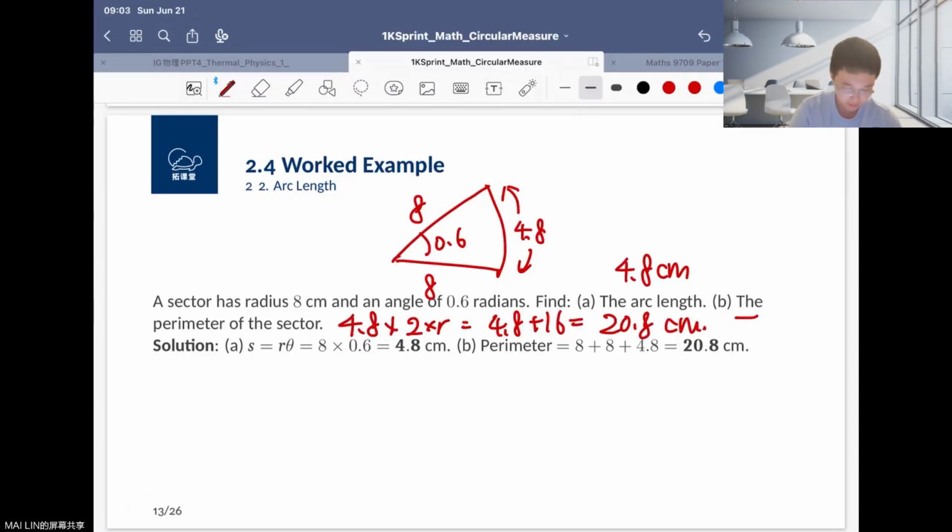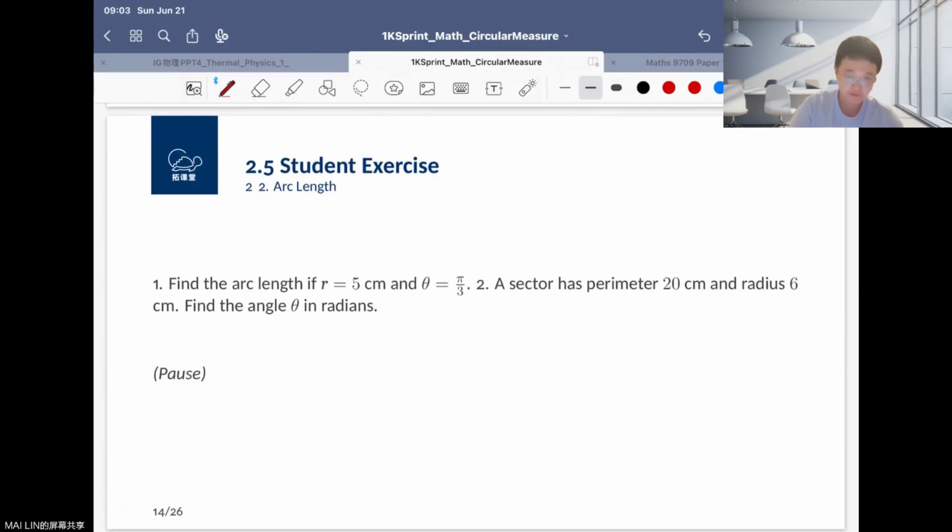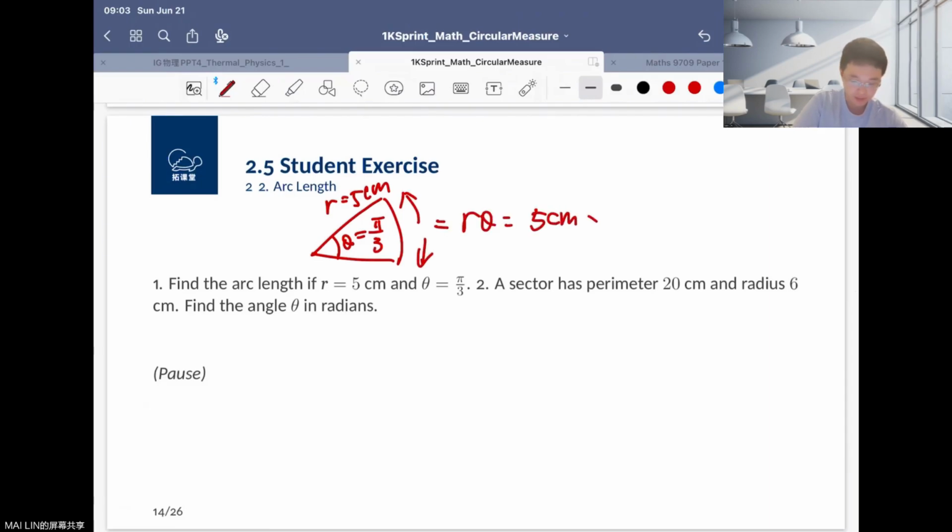That is for this. Okay, so let's move into an exercise together. The first problem is find the arc length if the radius r equals 5 centimeters and theta equals pi over 3, right? So the radius equals 5 centimeters, and the angle theta equals pi over 3. We set the arc length equal to r theta, that is 5 centimeters times pi over 3, okay? So it can be considered as 5 over 3 pi, okay?